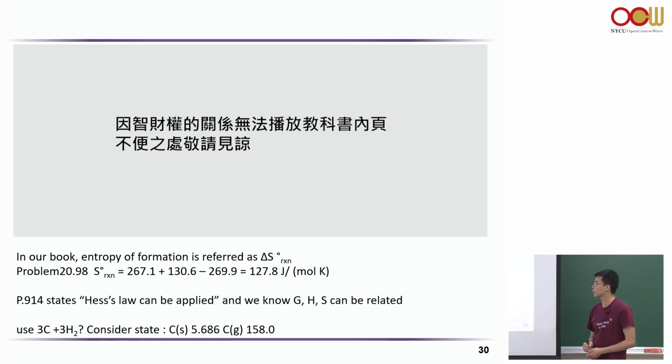So on page 914, it states Hess's law can be applied. I think this implies that we can simply do the same thing, because entropy is a state function. It doesn't matter how you get there, as long as we only care about the final product, okay? You can go through a very complicated pathway. So I think for problem 98, if you review the whole problem set, what they want you to calculate, I think this is a more reasonable calculation for the entropy of formation.